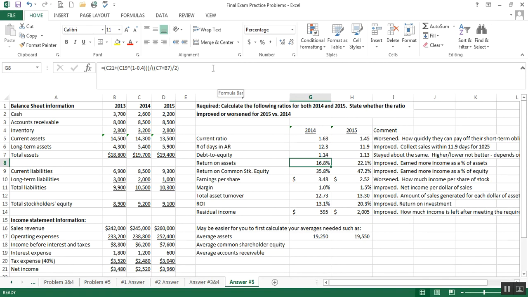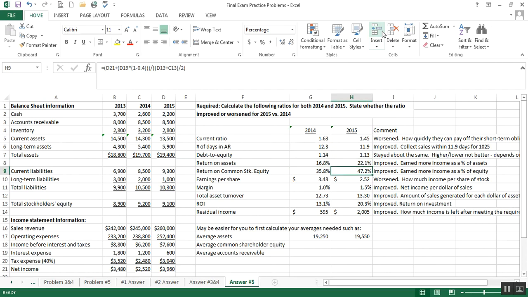Return on assets is your net income divided by your average assets. However, your net income needs to be adjusted for your interest expense. So it's hard to see here, but to your net income, you're going to add back your interest expense net of tax. What that means is you're going to subtract the taxes, which is basically your interest expense times 1 minus the tax rate, in this case 40%. This tells you the income earned as a percentage of your assets. So higher is better, and they improved year over year.